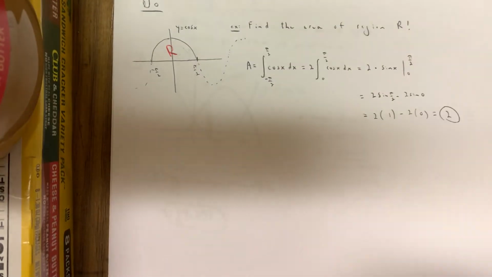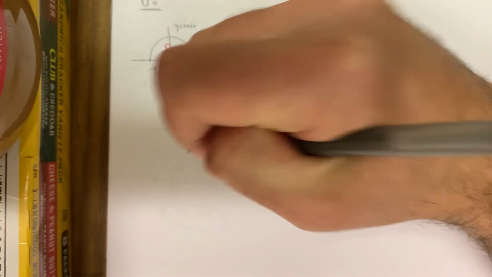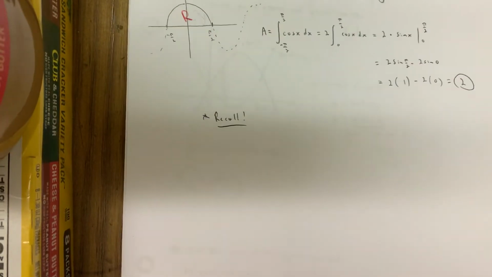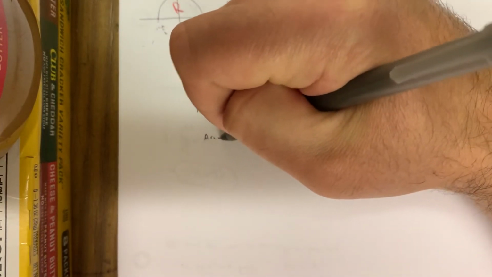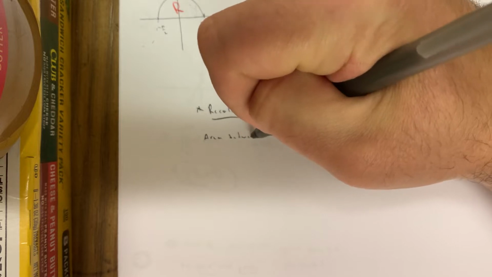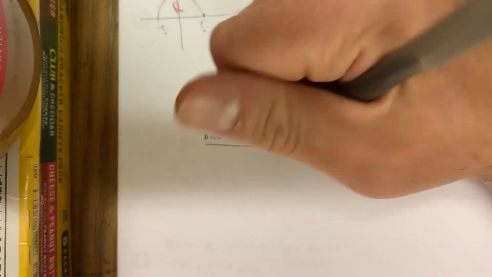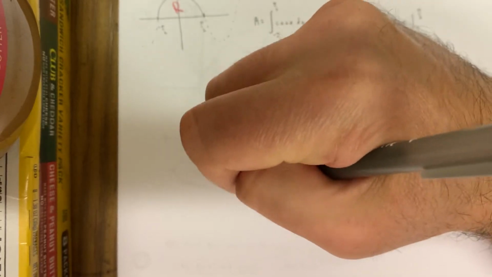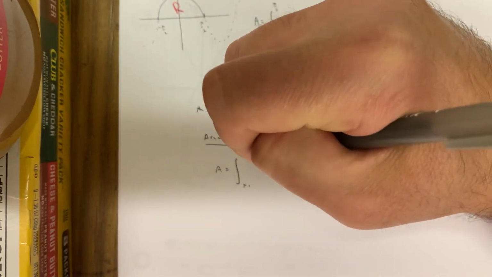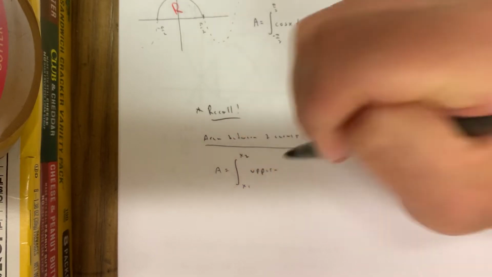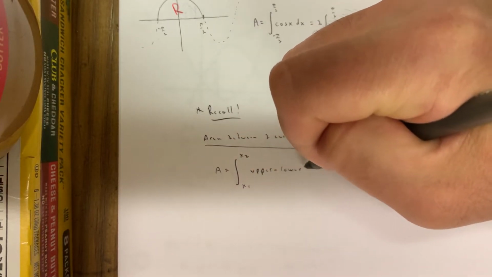What you could have done is this. Remember that area between 2 curves? Recall. Area between 2 curves. Area equals the integral, remember, x sub 1 to x sub 2. So x bound to x bound of upper function minus lower function with respect to x.